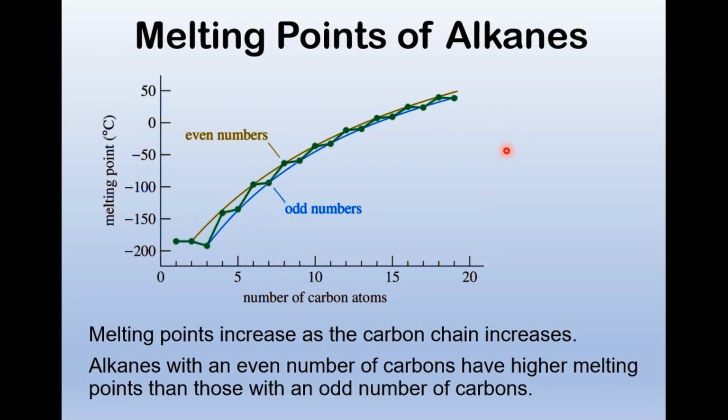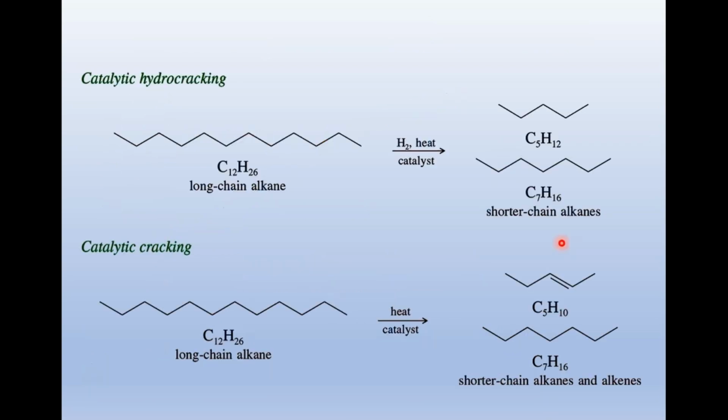larger boiling point. Here's just kind of an interesting thing. Melting points increase as the carbon chain increases. We just explained why that is. Alkanes with an even number of carbons have higher melting points than those with an odd number. Somehow they pack up better.